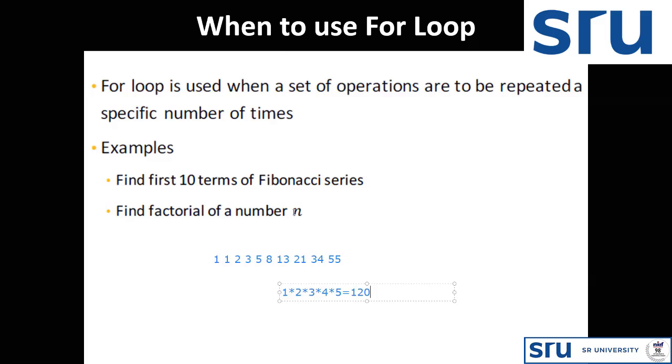You have to find out the factorial of 5 or 6. For that, a specific number we have to use. So this will be used. Clear? So how the for loop will be used for finding these two numbers? Similarly, we will use the while loop.